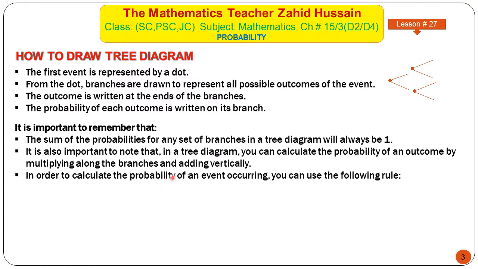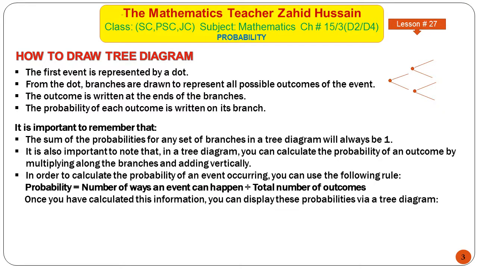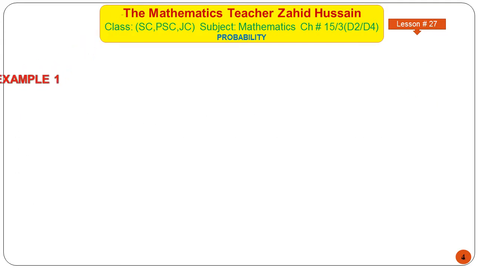In order to calculate the probability of an event occurring, you can use the following formula, which we have already studied. Probability is equal to the number of ways an event can happen divided by the total number of outcomes. These are the favorable outcomes, and this is the possible outcomes. Once you have calculated this information, you can display these probabilities via a tree diagram. Now let's discuss tree diagrams with the help of examples.